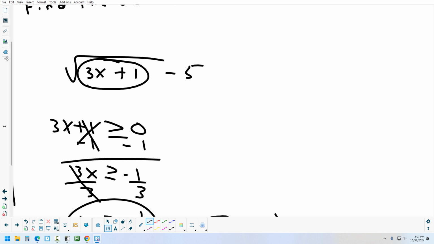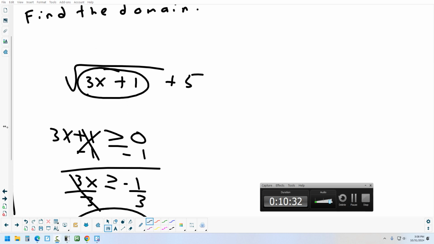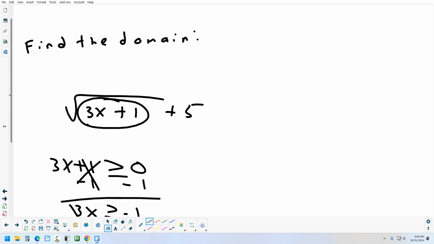Now, what if I change this problem to plus 5? What would the domain be now? It wouldn't change. This plus 5 would change your range, but it has nothing to do with the domain. It will not affect the radicand at all. So it'd still be the exact same answer. Okay, so we found the domain.